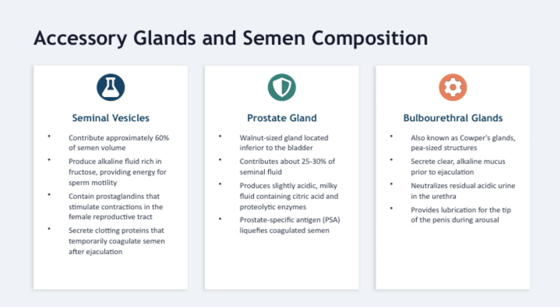So, in summary, these glands, bulbourethral, prostate, and seminal vesicles, work together to produce semen, each contributing specific components that support sperm survival, motility, and successful fertilization.